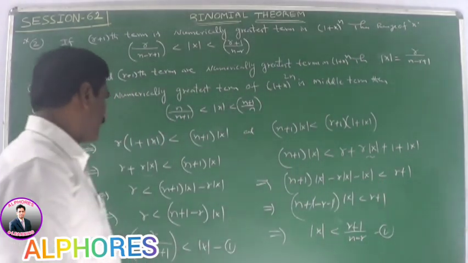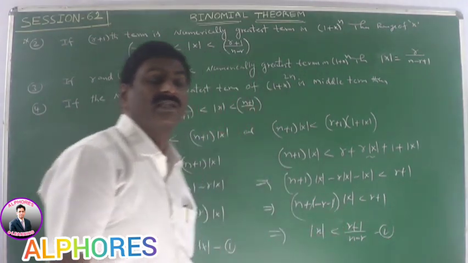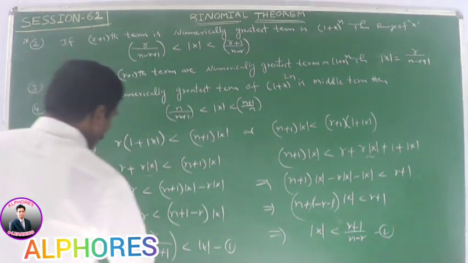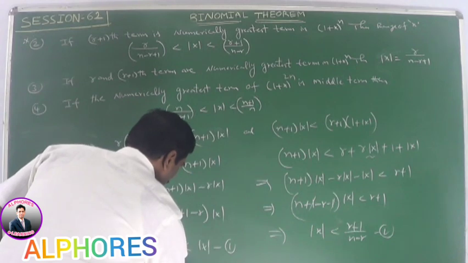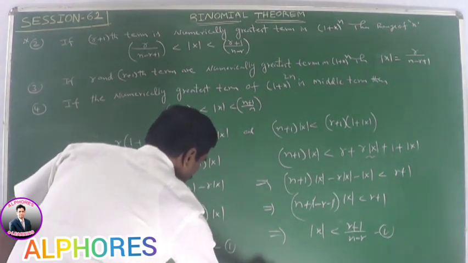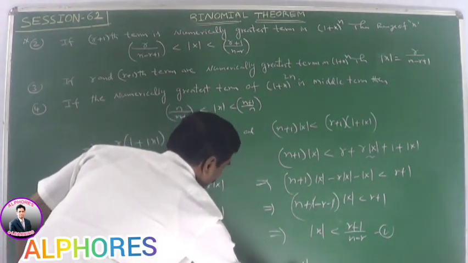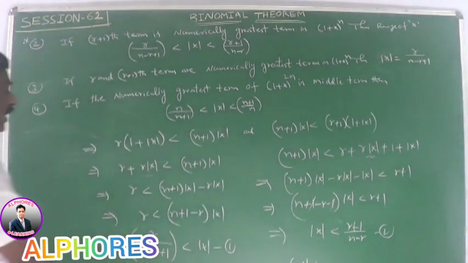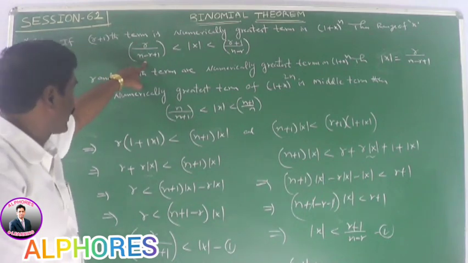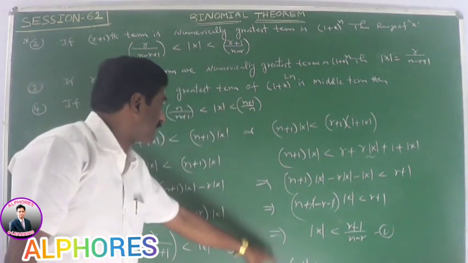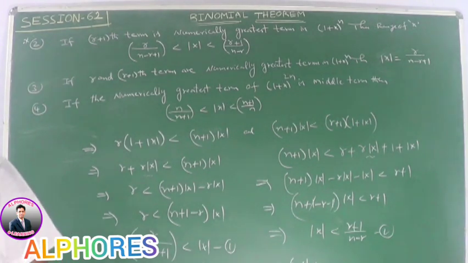From 1 and 2, what is the value? a less than b, b less than c. That means a less than b less than c. From 1 and 2, we get r by (n minus r plus 1) is less than mod x less than (r plus 1) by (n minus 1). From 2 and 3, we get that value. Please observe this value. r by (n minus r plus 1) is less than mod x less than (r plus 1) by (n minus r). Very, very important.